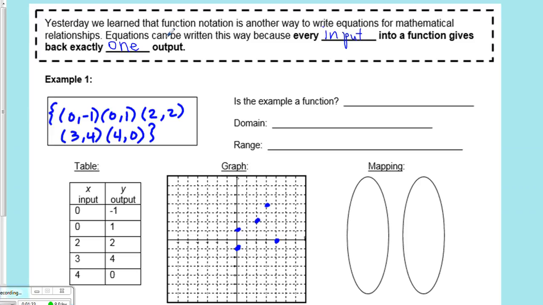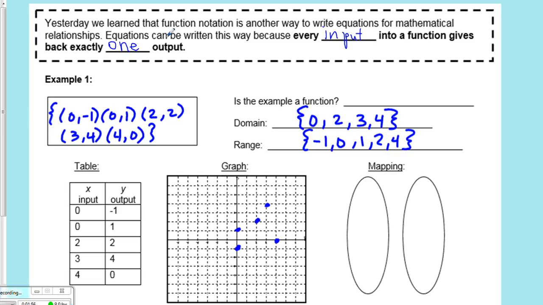We want to know if this is a function. Before we do that, can we go ahead and do the domain and range? I feel like we can. So the domain, again, is just the list of the x's. Zero, I'm only going to write once because we only need to write it once. Range is the list of the y's. Write them in order from least to greatest. Okay, there we go, I feel better. Yeah, let's go ahead and do mapping too.